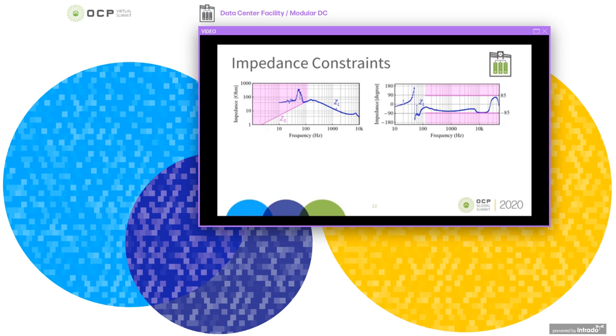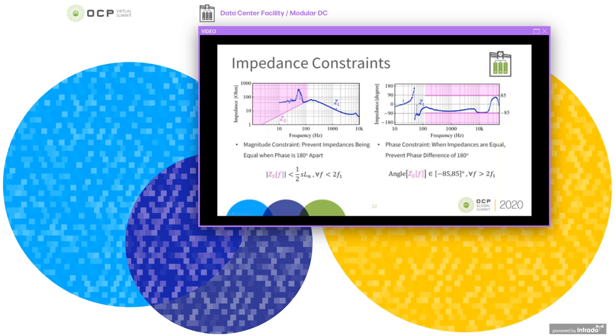At high frequencies, we impose a phase constraint. The phase constraint aims at preventing a phase difference of 180 degrees in a frequency region where impedances are likely to intersect. Here the shaded region, or forbidden region, is above 85 and below minus 85. So the region between minus 85 and 85 is the allowable region. That's where we allow the phase of the impedances to be located, and this is a high frequency constraint.